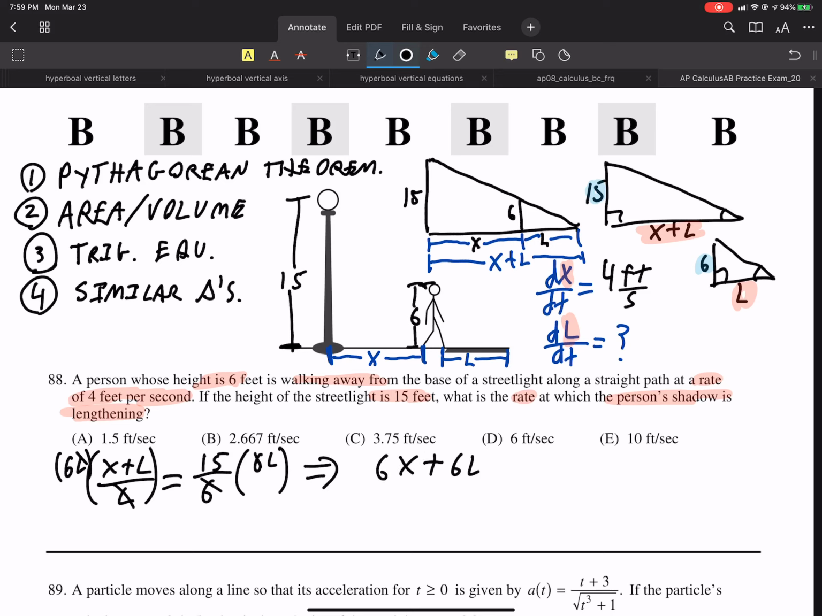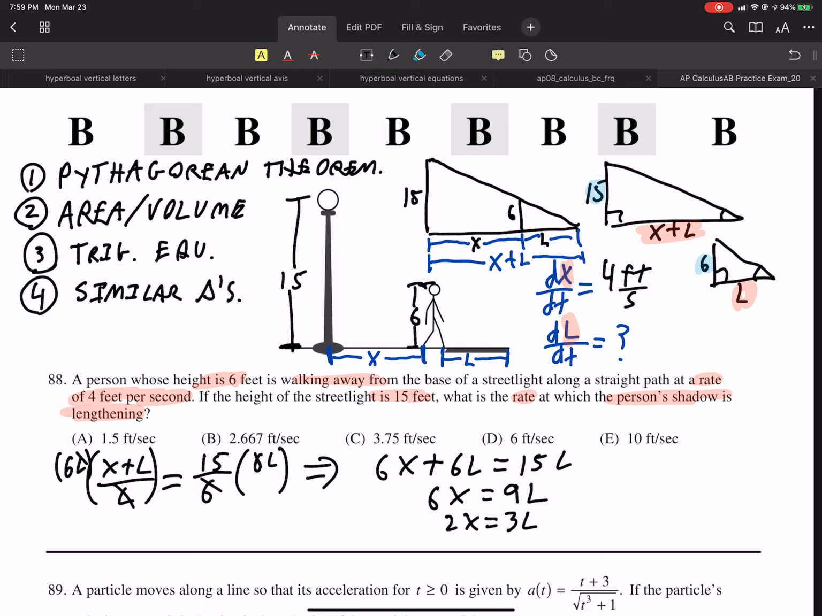6x plus 6L equals 15L. I'm going to subtract 6L from both sides. Divide both sides by 3. Now, I'm going to take the derivative of both sides with respect to t.